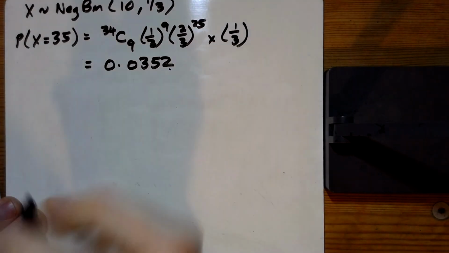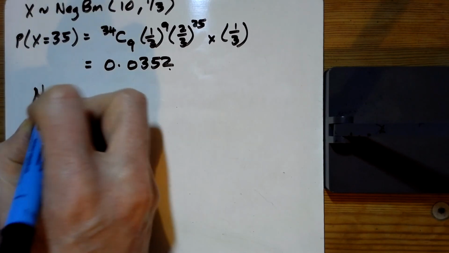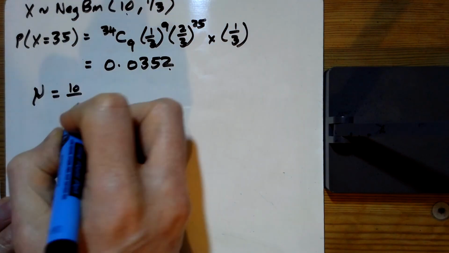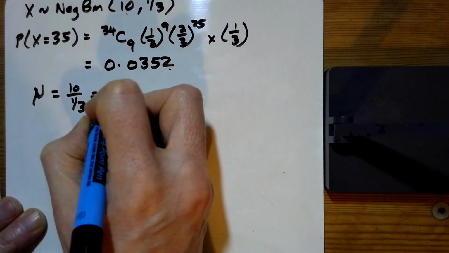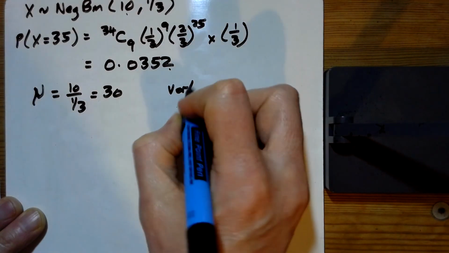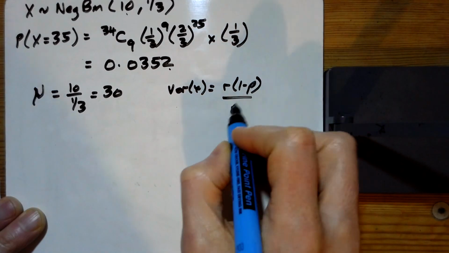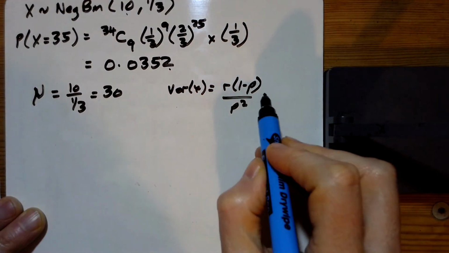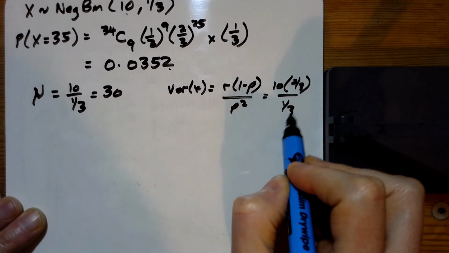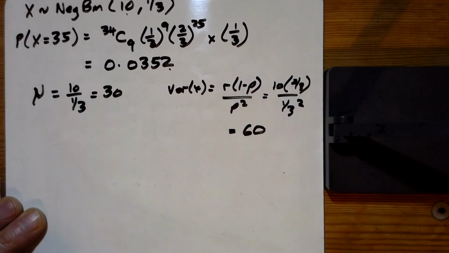Right, can we remember the mean? The mean for the negative binomial was r, that number there, over p. It was r over p, so the mean is 30. And the variance of x was r(1 minus p) over p squared. And they're in the formula book if you can't remember them. So we've got 10 times by 2/3 over (1/3) squared. Now what's that work out to give? That's going to be 60, isn't it?